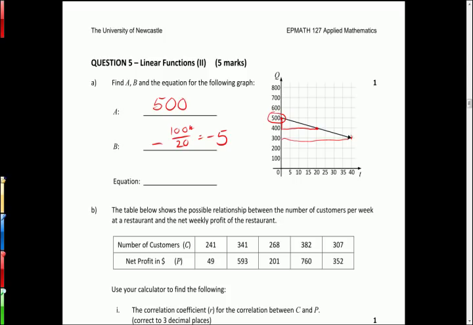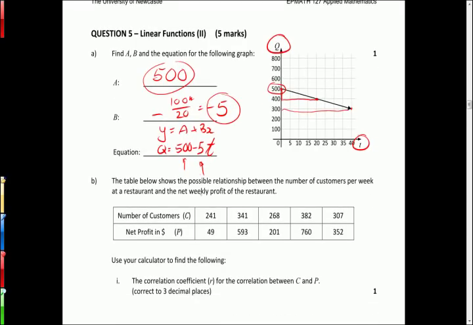So if you know the A and you know the B, the equation comes from the form y equals a plus bx, but the y-axis in this case is Q, the x-axis in this case is t, the a is 500, could have left myself more room, and the b is minus 5. So Q equals 500 minus 5t. Y-intercept, gradient, Q versus t, perfect.